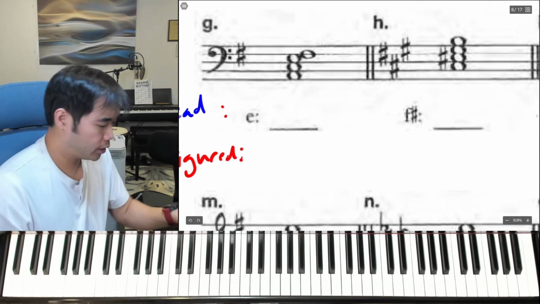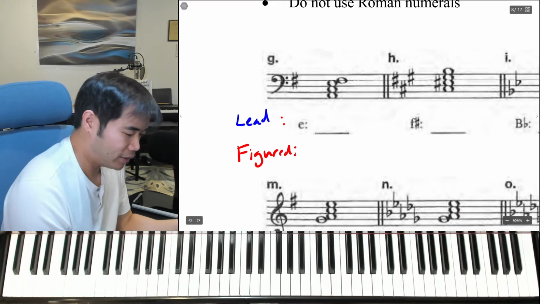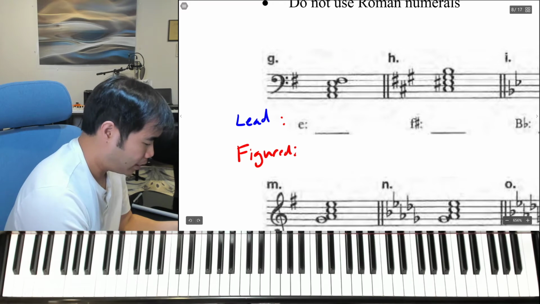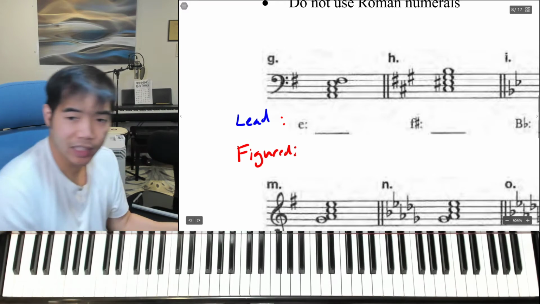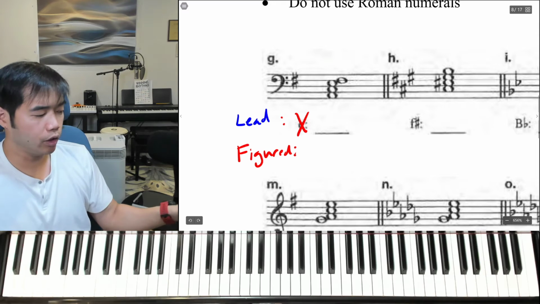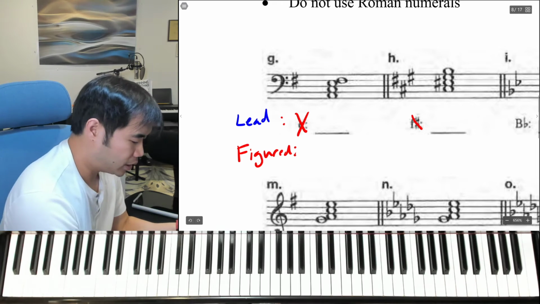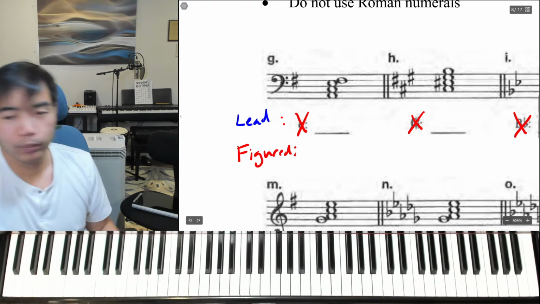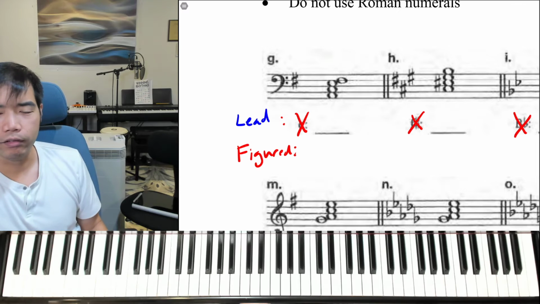So let's walk you through this. What information do they give us? They give us, obviously, the clef. They give us the notes. They give us the key signature. And they also tell us what key we're in. But guess what? We don't need to know this information because we're not using Roman numerals. So just ignore this first piece of information. You can even cross it out.